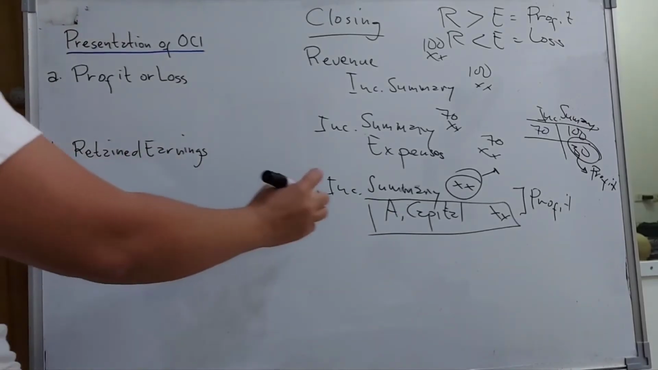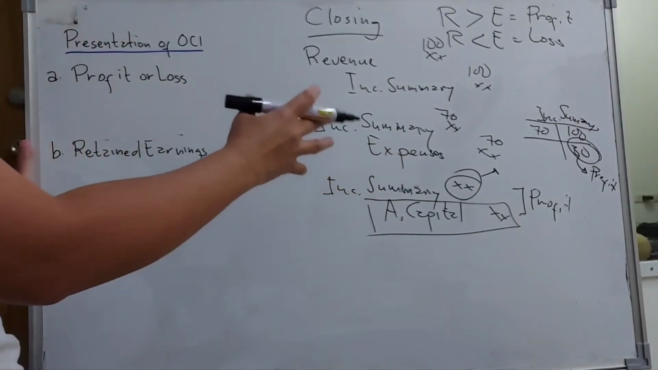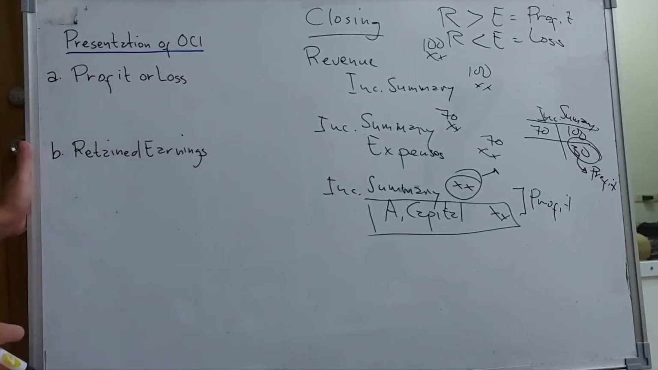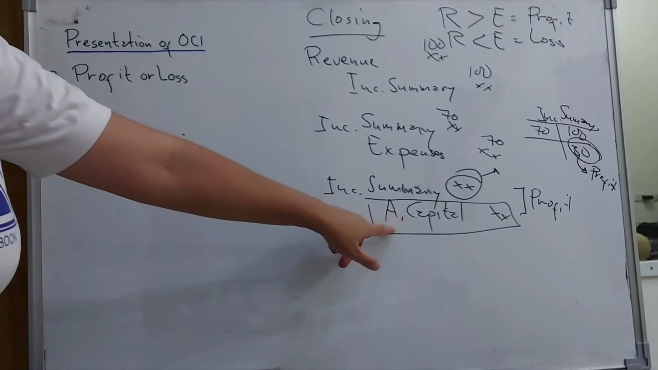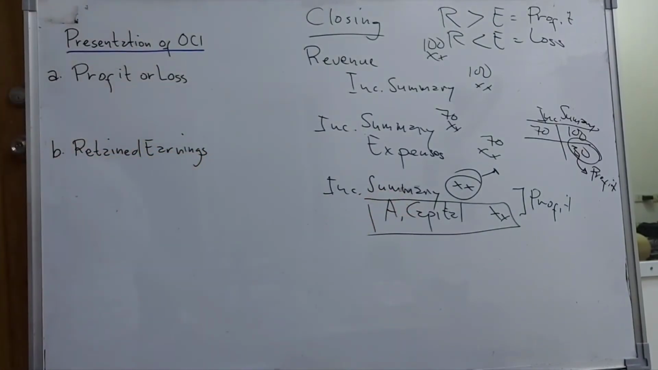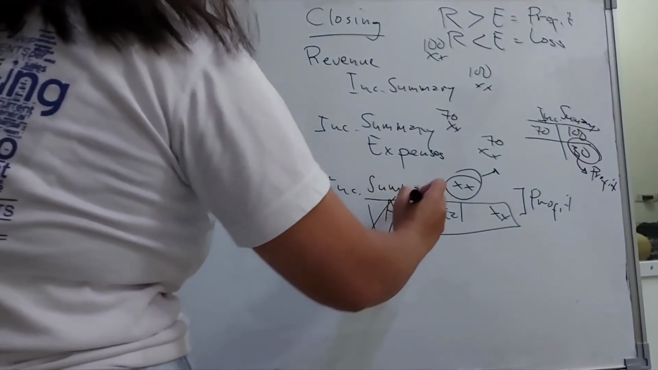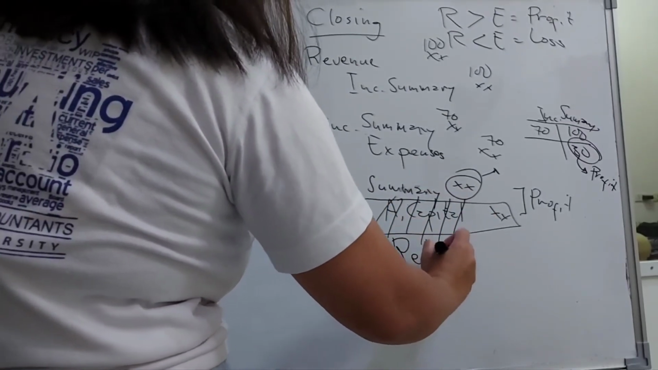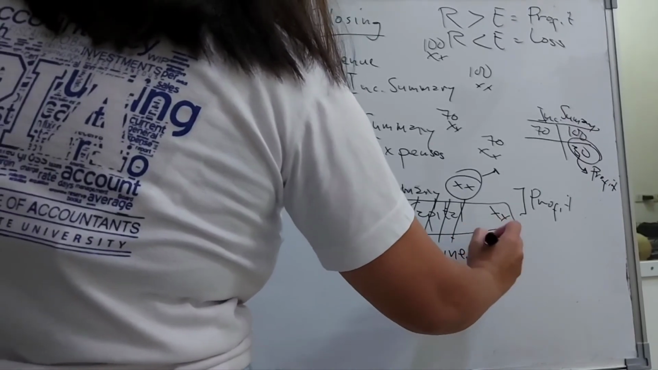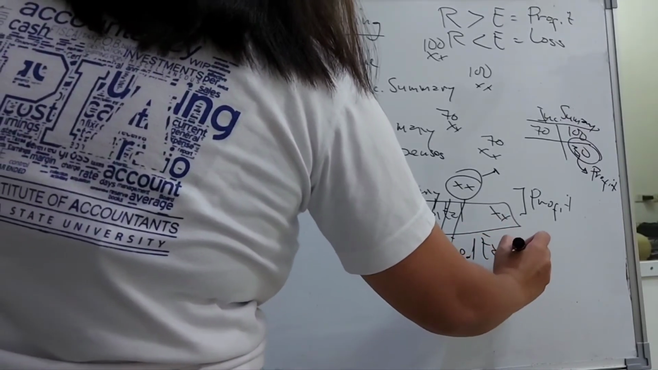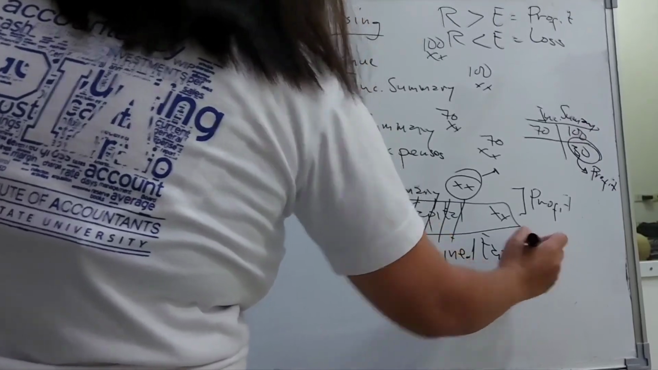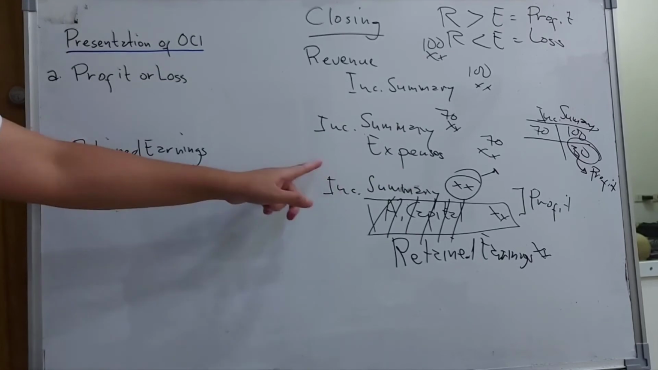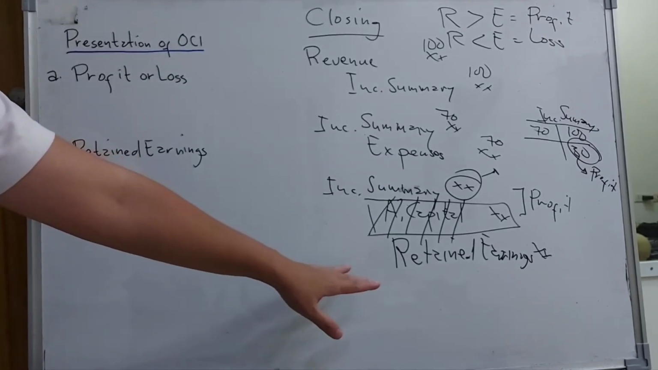Itong retained earnings, ito yung profit kapag corporation, pumapasok sa retained earnings, hindi kay capital. Okay? So pag corporation, instead na capital, ang i-record mo dito, i-credit mo ay retained earnings. Okay? So, yun yung retained earnings natin. Kapag corporation, pag loss, anong entry dyan? Debit retained earnings and credit income summary.